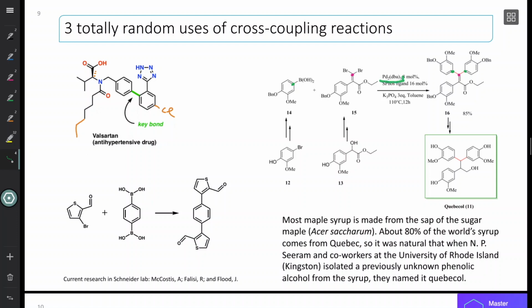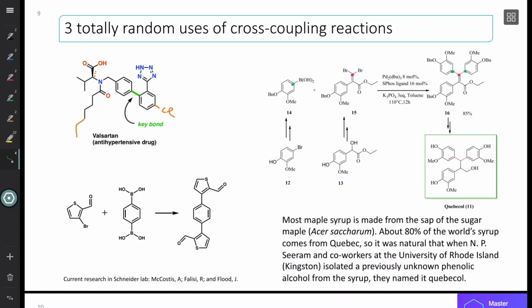And you can see this is a slightly different ligand that they used. Palladium starting material and then a slightly different ligand. And you can endlessly tune all of these little things. And they made this sap sugar through this double Suzuki.